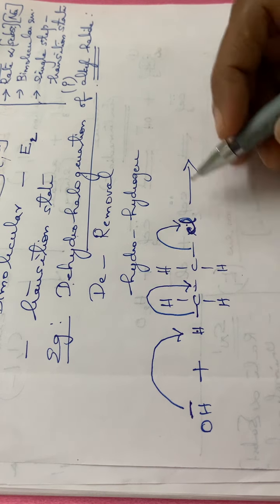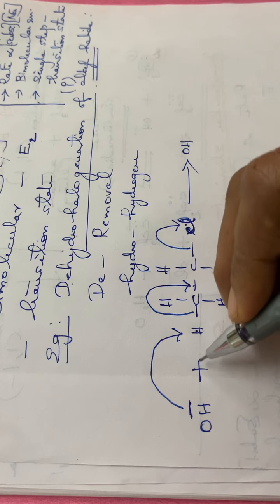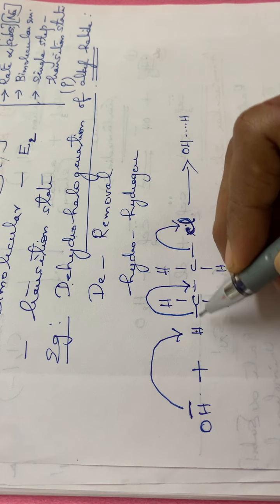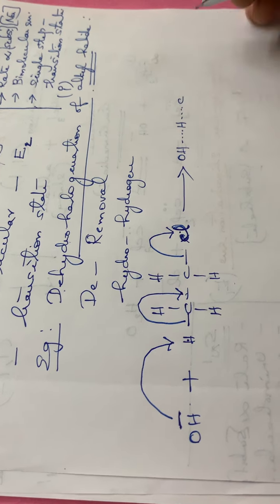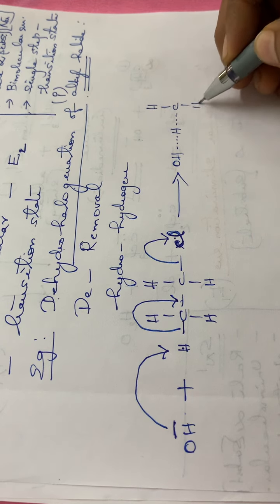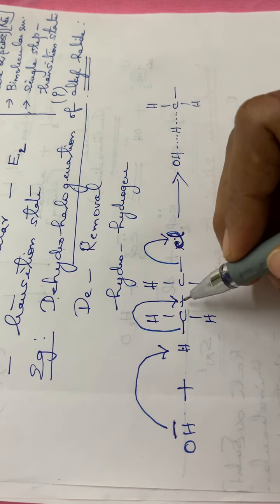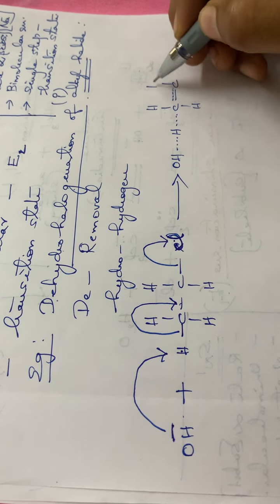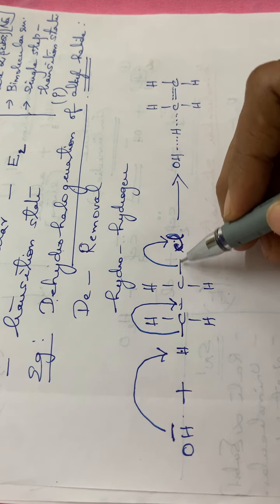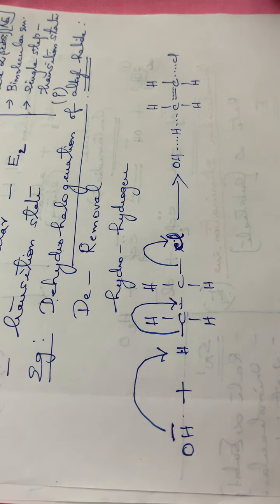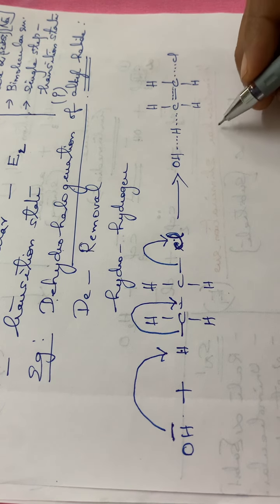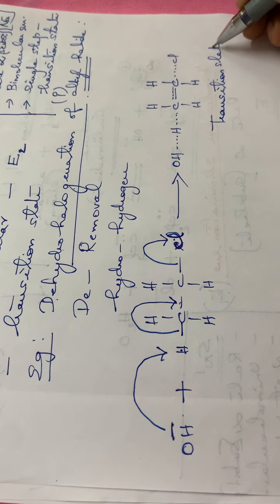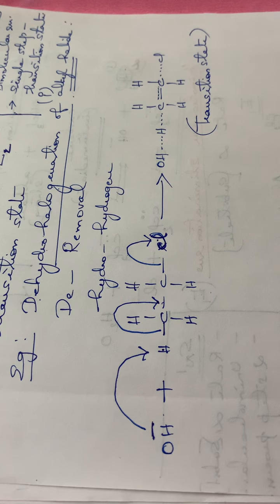So we can represent that using dotted lines. OH, then a partial bond with the hydrogen atom, then here this bond will be breaking, isn't it? So it is also a partial bond breaking. Then again H, here already a sigma bond is present, then a partial pi bond making process, then C, H, then again a partial bond breaking with C, Cl. So this is the transition state.